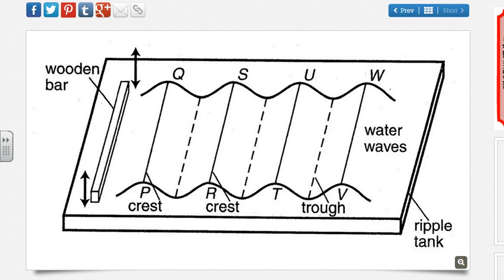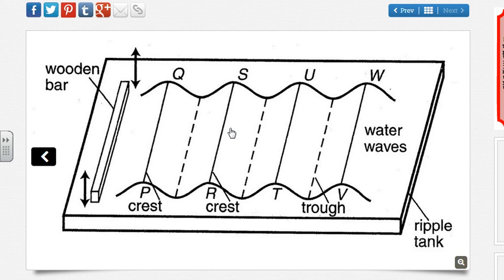Here's an example of a wave that we could make in a tub of water. You could take a wooden bar and just oscillate it up and down, and you would get waves moving from left to right. These waves would have a crest at Q and also at S and U and W at the top, and at the bottom a crest at points P and R and T and V, and then of course there would be troughs in between.